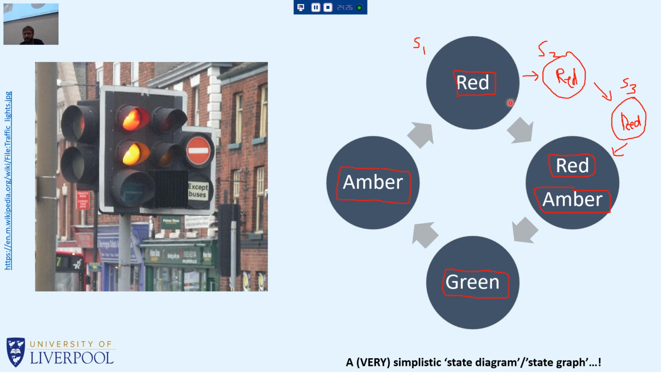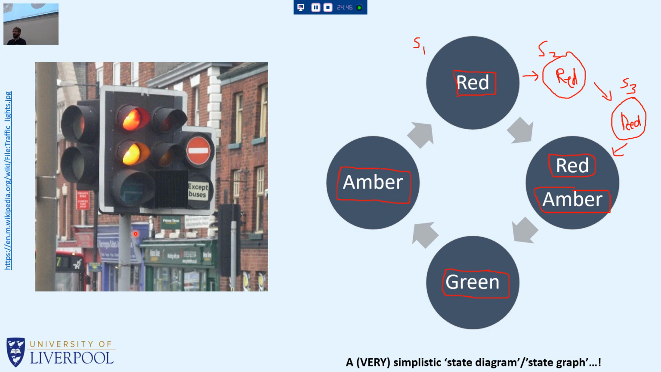But this is, again, just another real-world example of what is actually a state machine. It's a machine built of several states, okay? And those states have outputs associated, and we could modify this to include inputs. What could be an input at a set of traffic lights? Yeah?